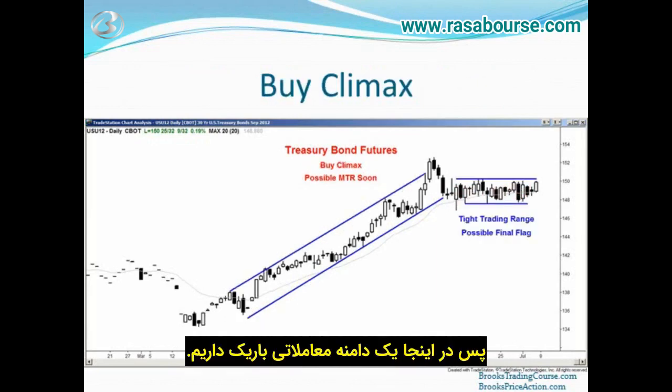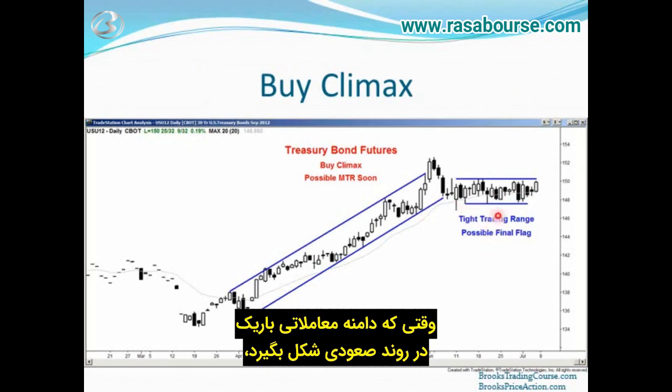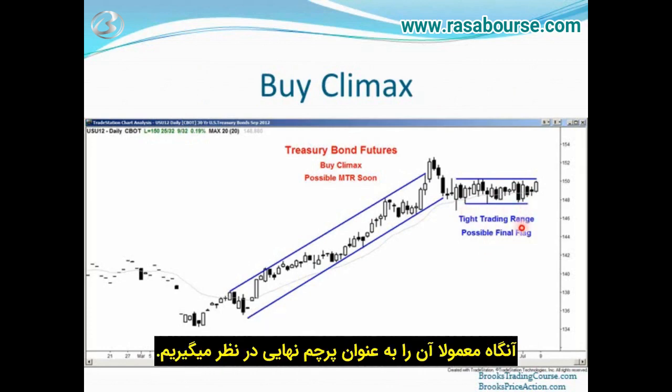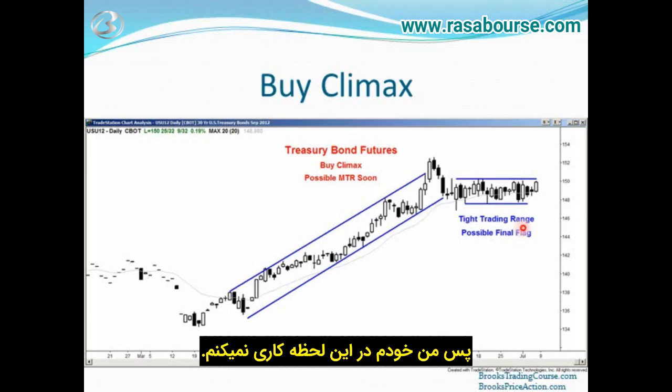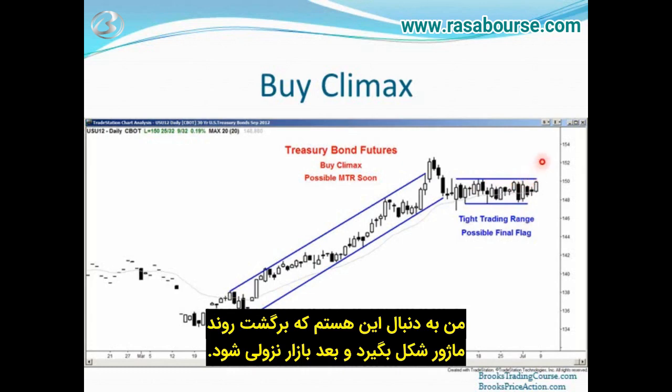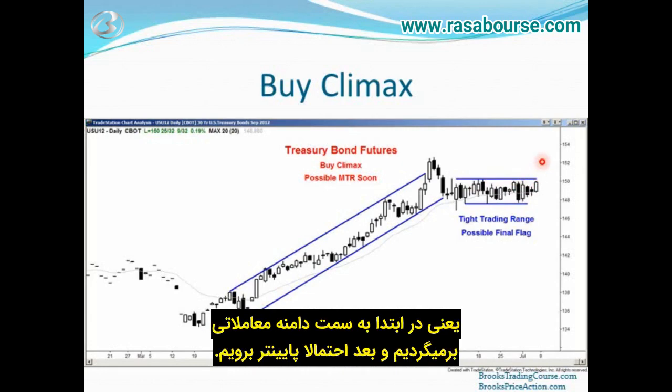Tight trading range. So a tight trading range in a bull trend is often the final flag of the bull trend. So to me, at the moment, I would do nothing. But if we do get an upside breakout, I would start looking for a major trend reversal and for a turn down, first back into the tight trading range and then possibly below.